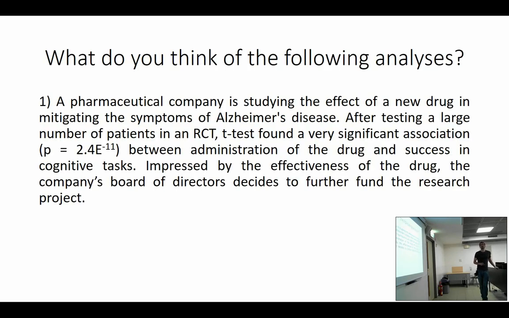Okay, let's see more stories and really try to think critically about what's going wrong in those stories. So what do you think about the following one? We have a pharmaceutical company which is studying the effect of a new drug in mitigating symptoms of Alzheimer's disease. Now, after testing a large number of patients in an RCT, a randomized controlled trial, a t-test found a very significant association between administration of the drug and success in cognitive tasks.